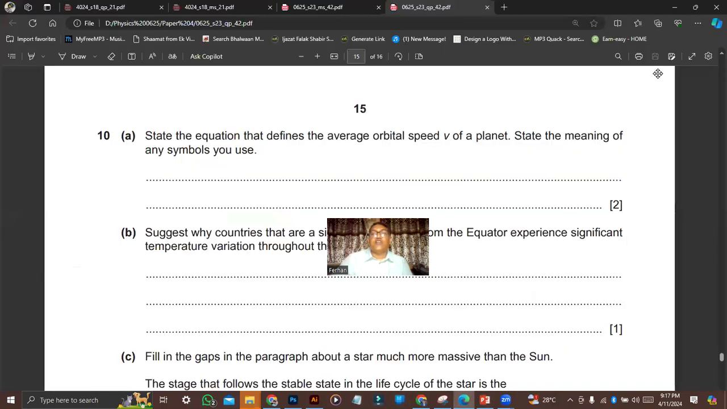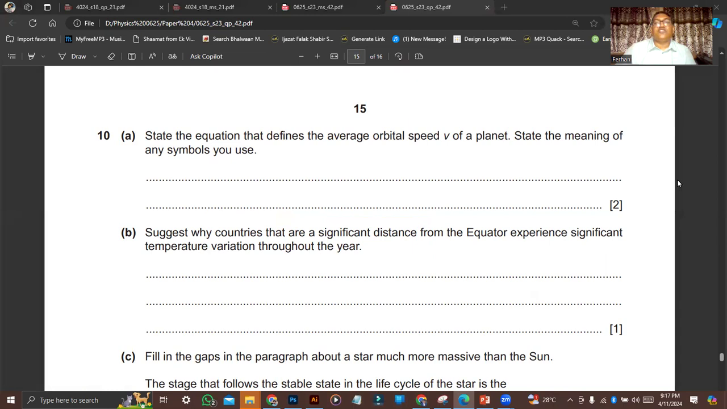On your screen, question number 10 is showing up. This is the May-June 2023 4-2 paper. Question number 10, A part. State the equation that defines the average orbital speed v of a planet. State the meaning of any symbols you use. The formula for the orbital speed is 2πr divided by T, where r is the radius of the orbit of that planet and T is the orbital period of that planet.